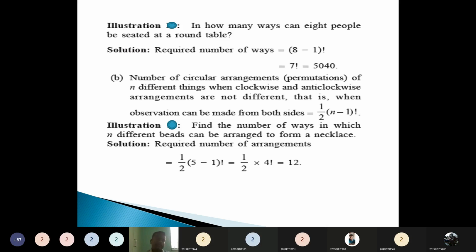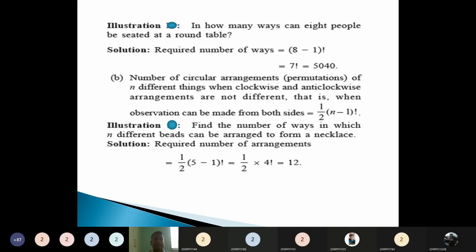So for that, the formula, in how many ways? Example: in how many ways can 8 people be seated at a round table? So 8 people are there, all 8 are different persons. So that is the direct formula, 8 minus 1 factorial, 7 factorial. That is 5040 different ways they can be seated at the round table.